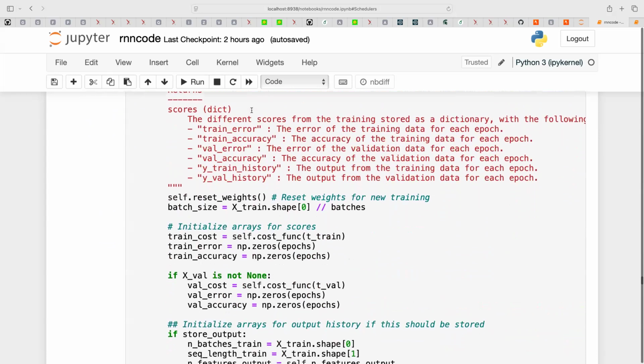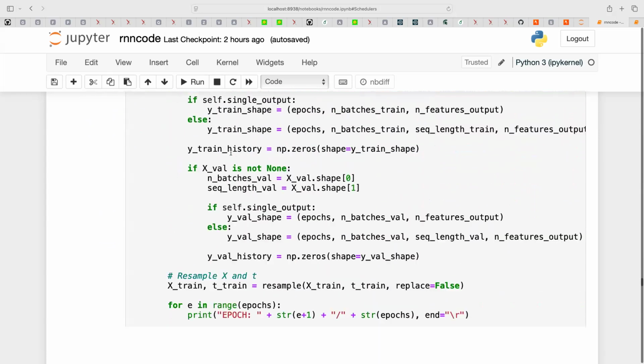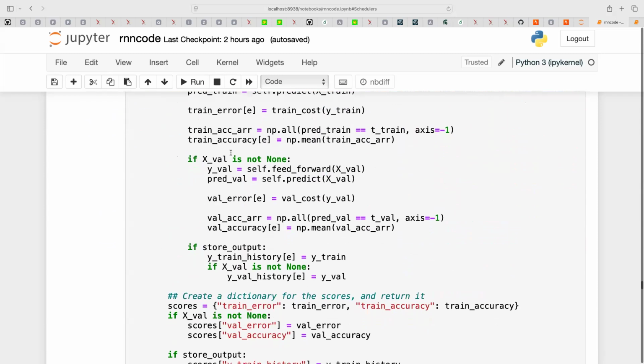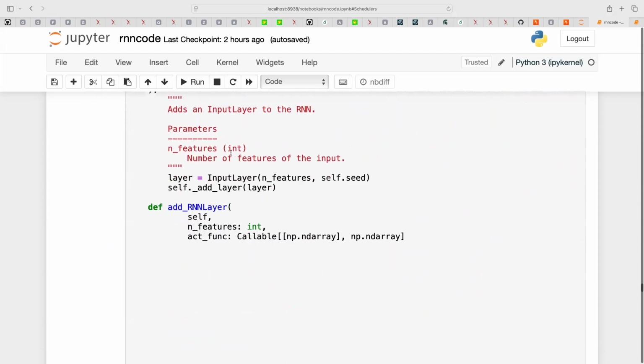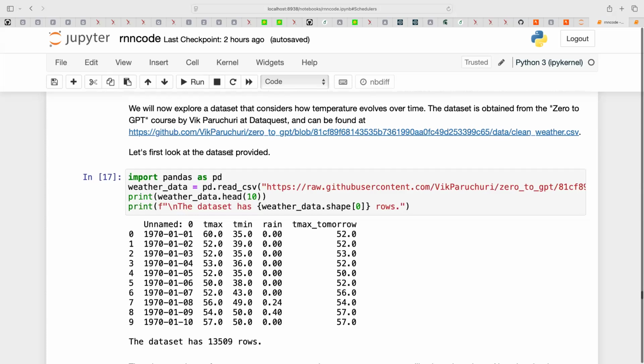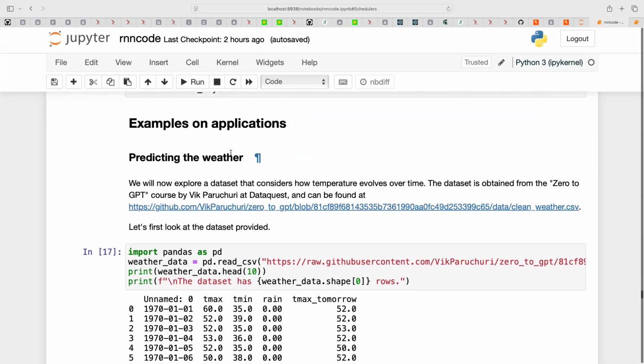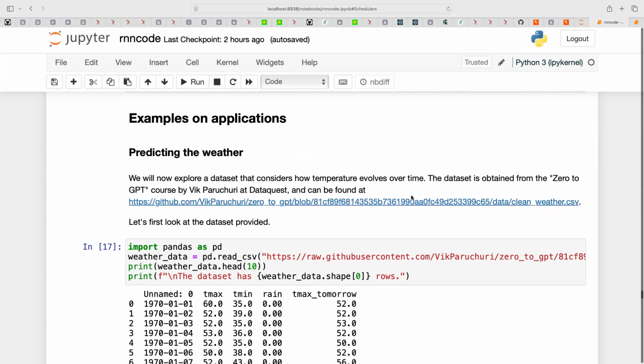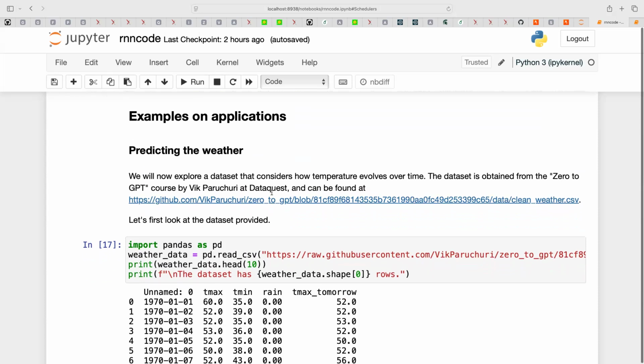So what you're seeing now is the full network. I have done some runs before the lecture started, so I just wanted to discuss them. This is just the full code here. There are three applications. One is on the weather data. If you're interested in that, we have taken the data set from a course which has been developed, and you can find this data set from here.